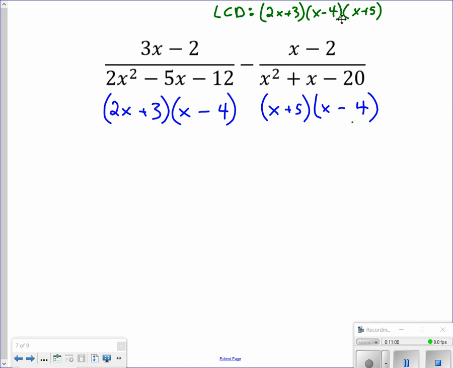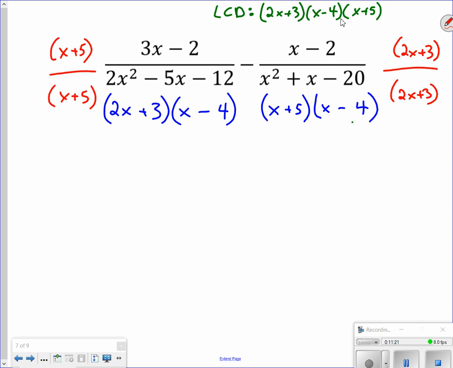Now, check it out. See what's missing, okay? On the left side, I'm missing my x plus 5, so I'm going to multiply by x plus 5. Right? On the right, I'm missing the 2x plus 3. So I multiply by 2x plus 3 over 2x plus 3. Boom. Okay. Now, on the bottom, I'm going to save myself some time because I know I've got the LCD here. I need to multiply these two binomials together.